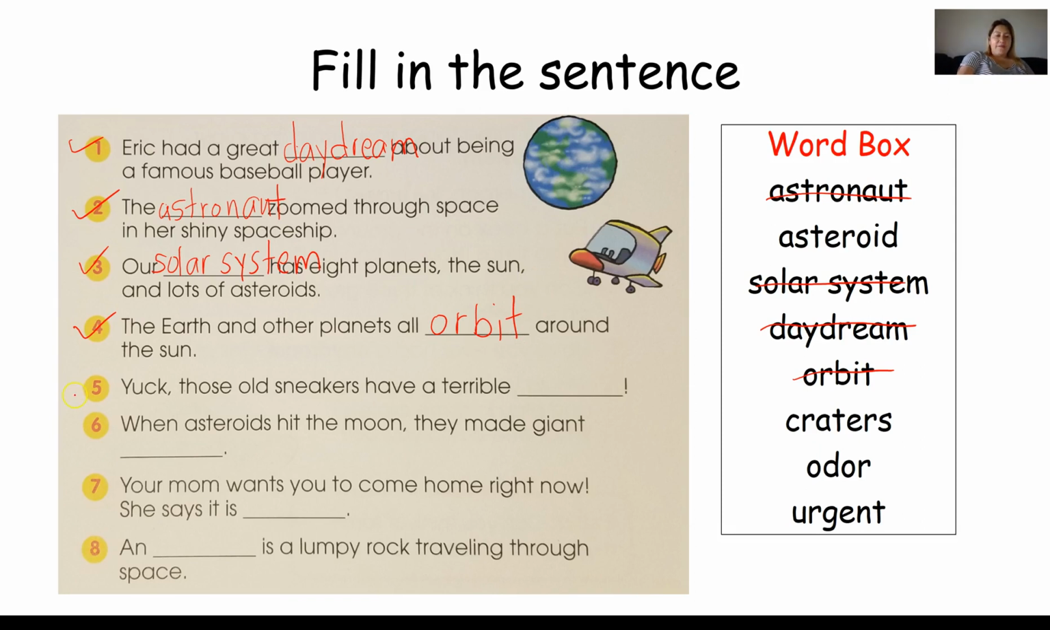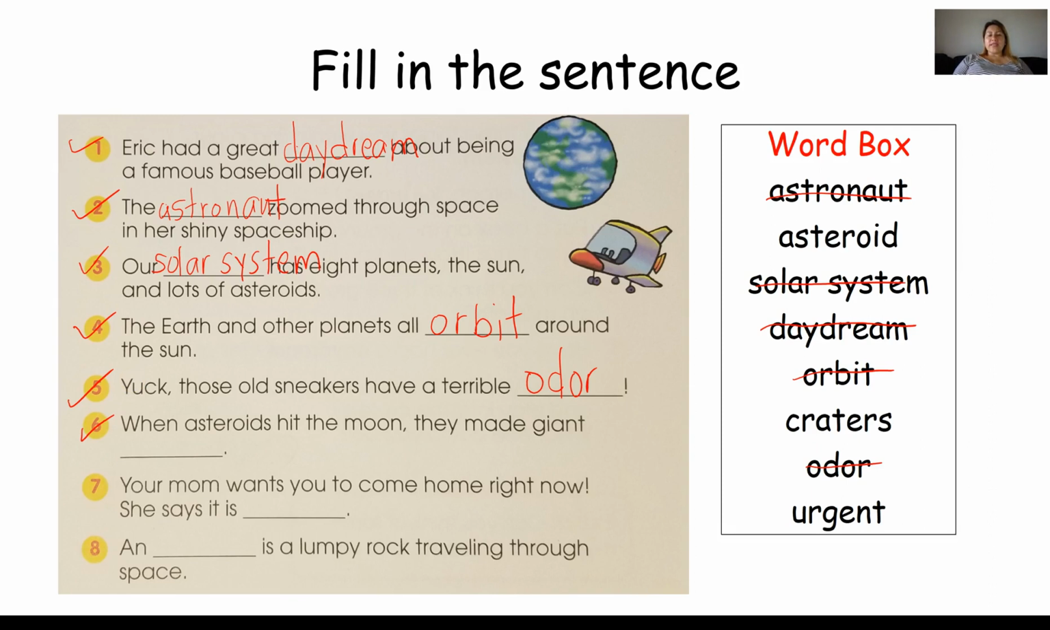Number 5. It says, yuck! Those old sneakers have a terrible what, boys and girls? Yes, they have a terrible odor. Remember when we learned about planet Venus, that it smelled like rotten eggs? It had a terrible odor, boys and girls. All right, and odor is also a short word. Okay, only 4 letters. Okay, let's move on to number 6.